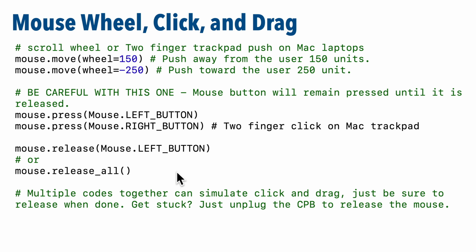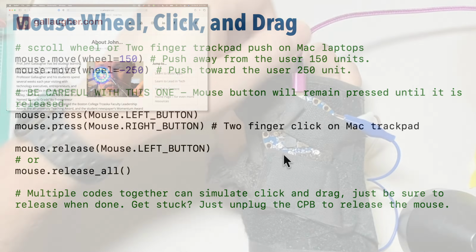mouse.release_all, and that releases all current mouse presses. And if you ever do get stuck, you can just unplug your microcontroller, and that'll stop any HID commands issued in CircuitPython that might be holding your mouse button down. So now that we know how to use these commands, it's time for a challenge.